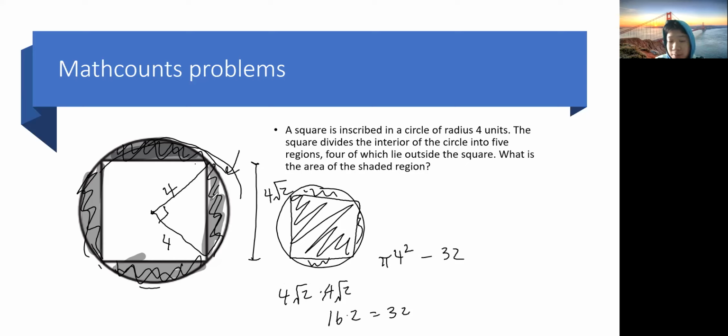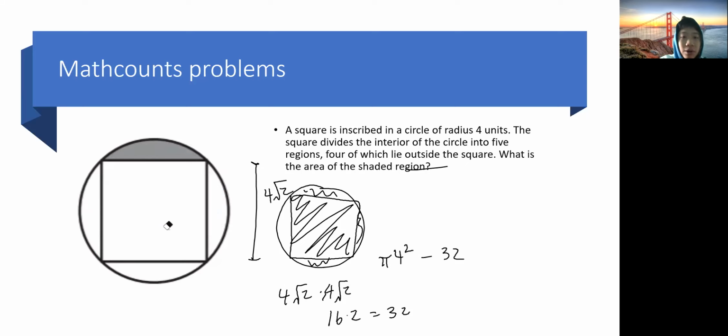Okay, but this is not the answer we want, because the problem said, if we erase all of this, we want 1/4 of all of that. So we just got to divide this by 4. Let's cancel out: 4 pi minus 8, and that's the answer. Okay, so for a lot of these problems, you're gonna have to subtract areas out of other areas, or you're gonna have to add two areas together. Okay, so that's basically how you would do something like this.